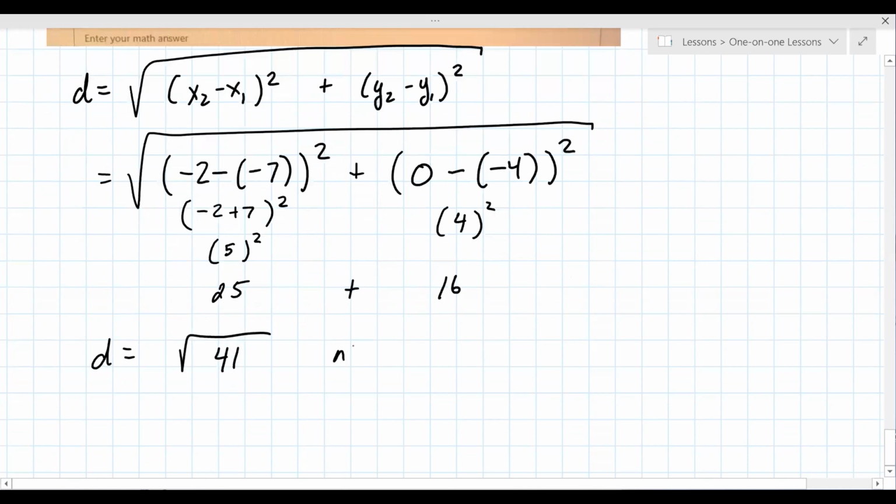This is not a known value, which is why the problem says to put it into the calculator. So square root of 41. You can do this on your phone if you've got that handy. 6.4 is what it looks like. I think it's around that to the nearest tenth. So if you can't tell, they're really emphasizing the distance formula. It's like, do it again, do it again, do it again.